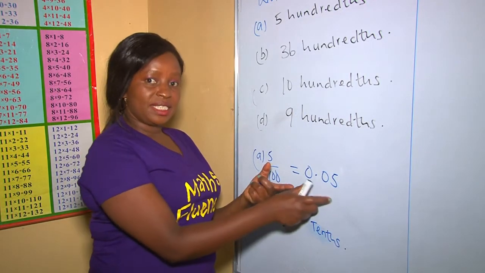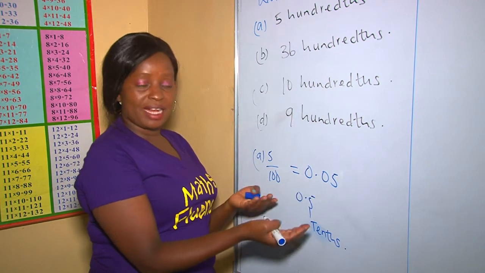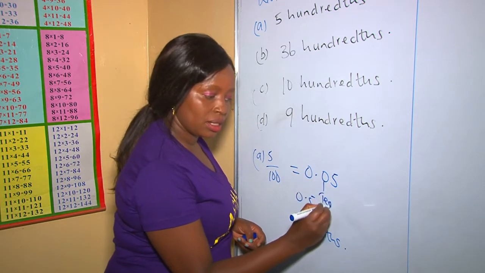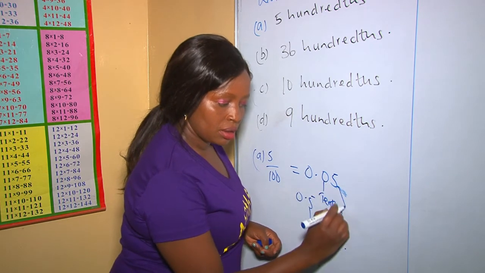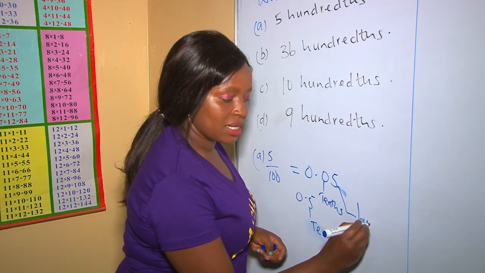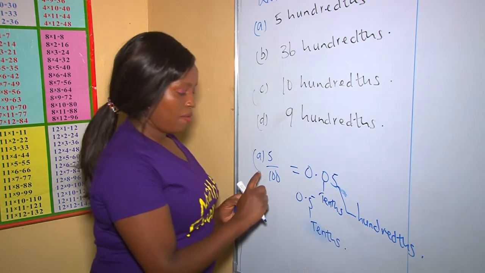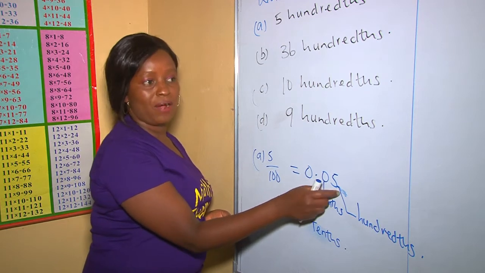Therefore, to write it as hundredths, for tenths, we don't have anything. It should be 5 hundredths. So this is tenths, and this place value is hundredths. Therefore, 5 hundredths is written in decimal form as 0.05.